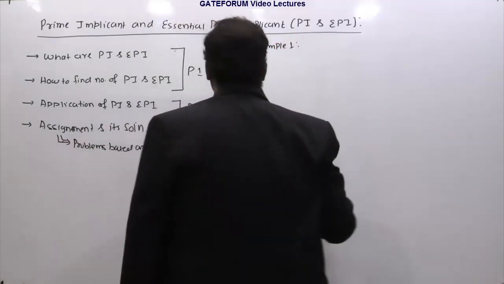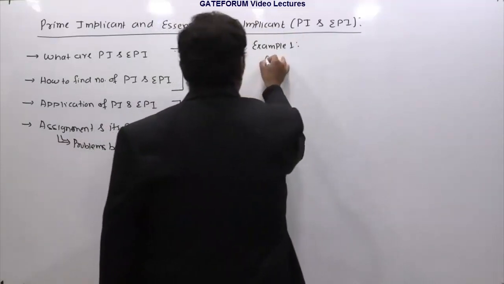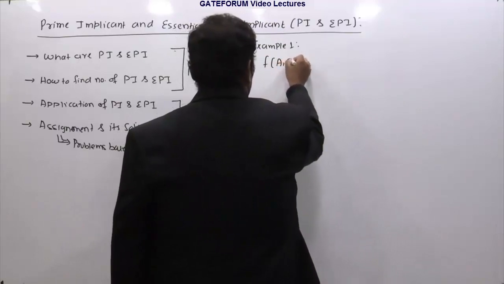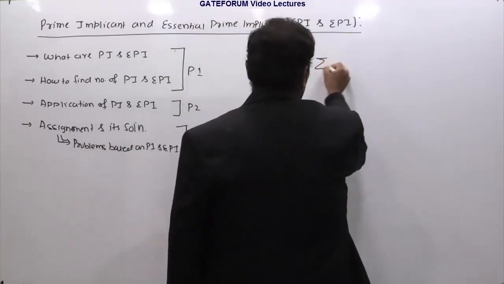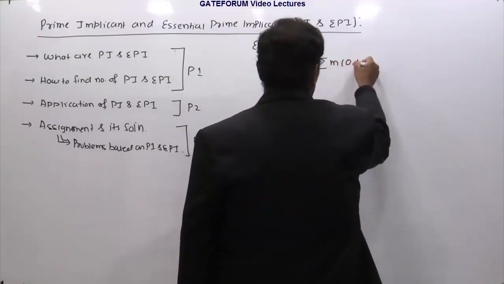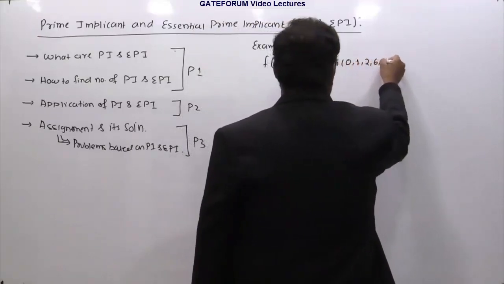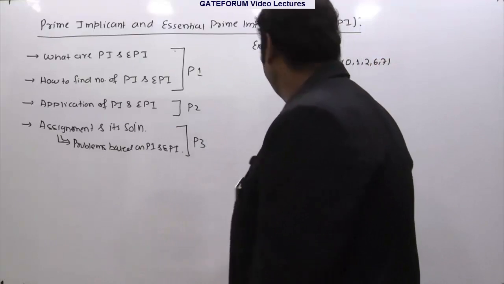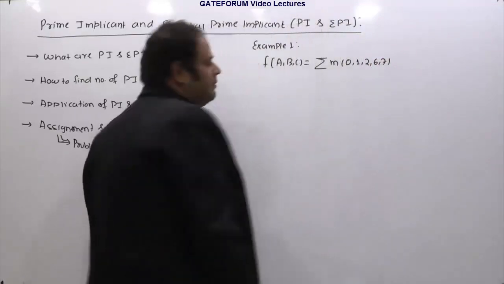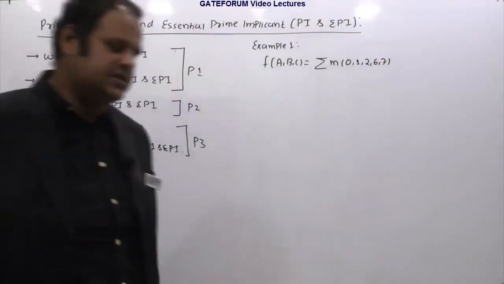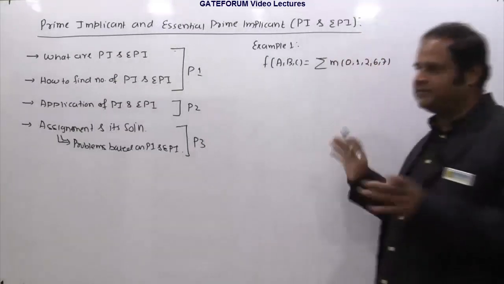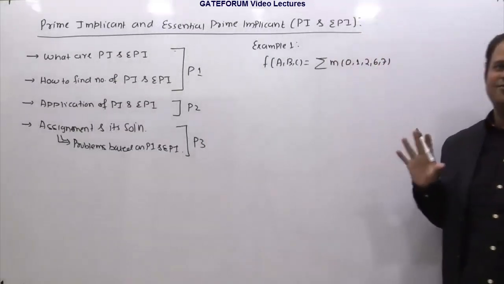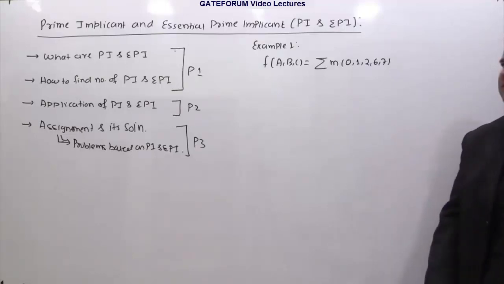Okay, let's assume that we have a 3 variable Boolean function f of ABC. And let's say the min terms are given to us, which are 0, 1, 2, 6, 7. The question is to find how many prime implicants and how many essential prime implicants there are. Let me explain this, and in the explanation itself, I'll be defining PI and EPI.